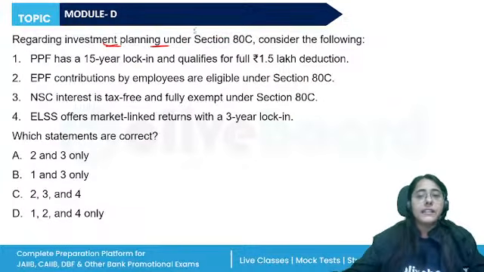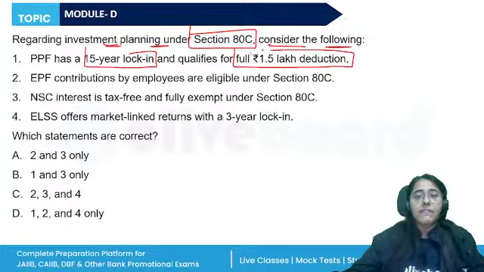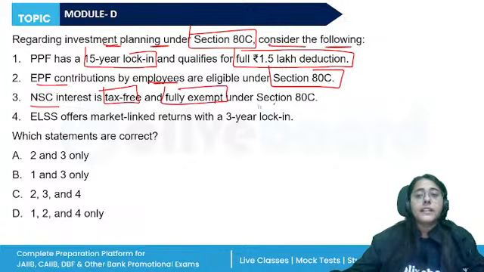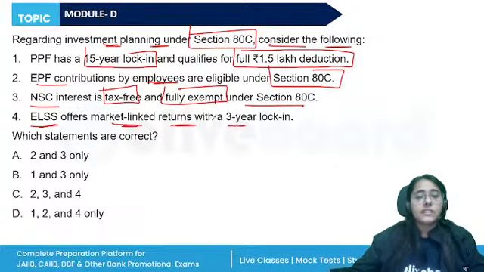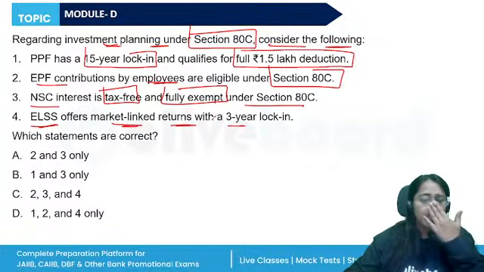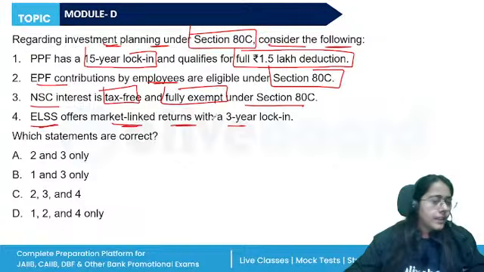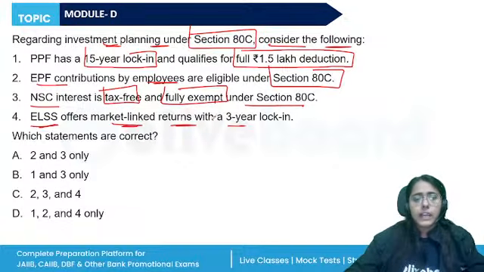Regarding the investment planning under Section 80C, consider the following. PPF has a 15-year lock-in and qualifies for full 1.5 lakh deduction. EPF contributions by employees are eligible under 80C. National Savings Certificate interest is tax-free, fully exempt under Section 80C. ELSS offers market-linked returns with a 3-year lock-in period. Which statements are correct? 2 and 3, 1 and 3, 2, 3 and 4, or 1, 2 and 4.